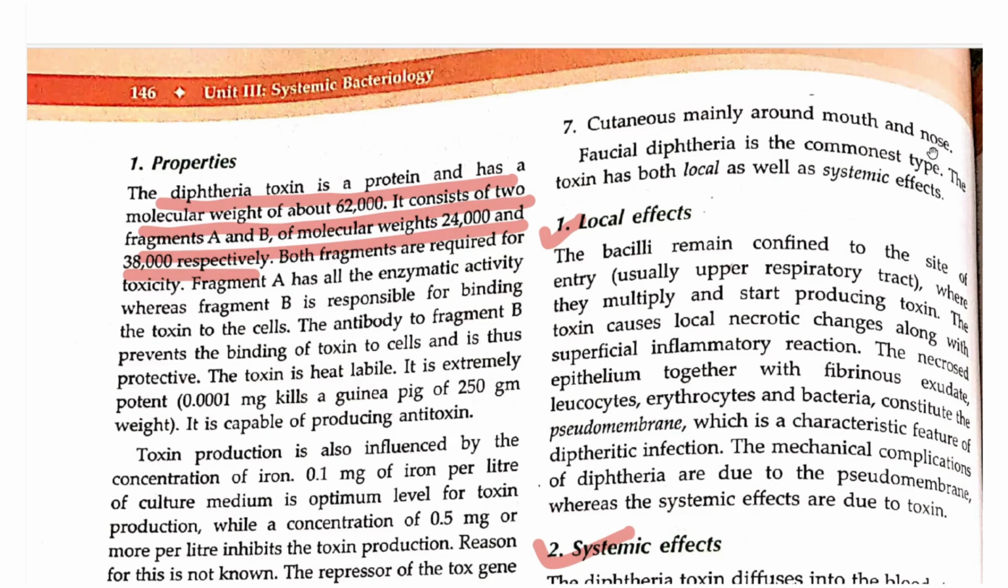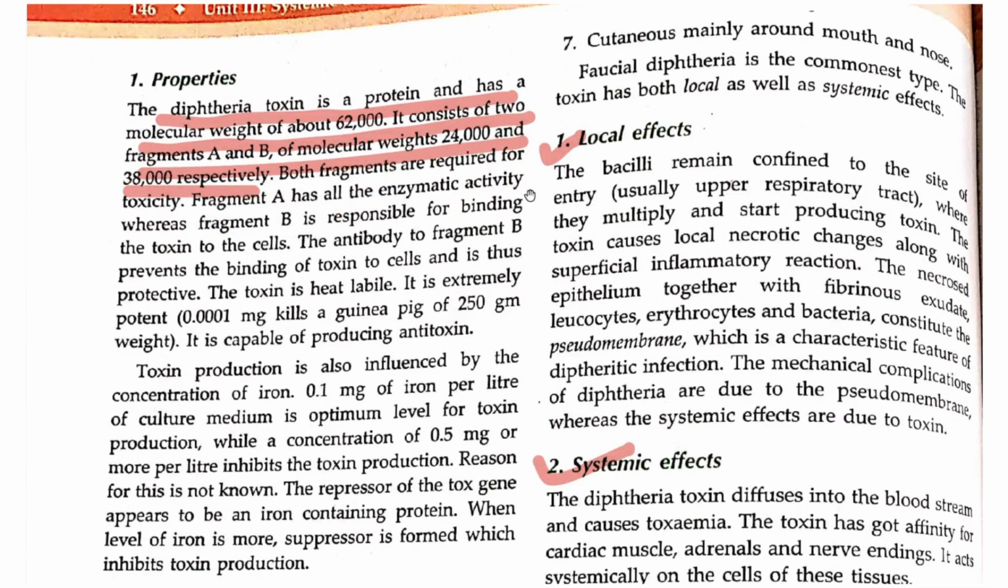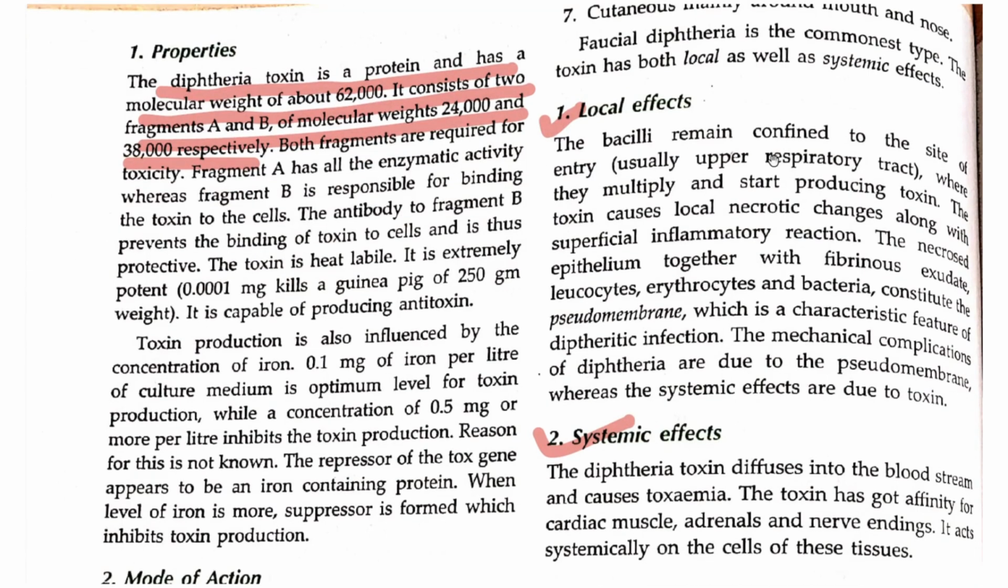So the diphtherial toxin has both local as well as systemic effects. So what are the local effects? The bacilli may remain confined to the site of entry. That is, usually in the upper respiratory tract infection, where they multiply and start producing toxin. The toxin causes local necrotic changes along with superficial inflammatory reaction.